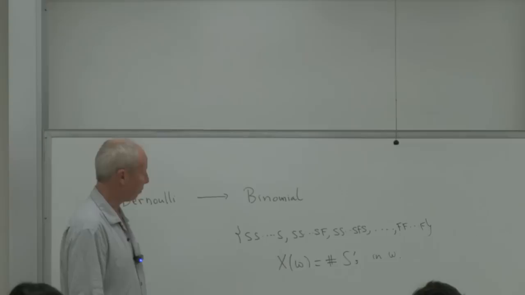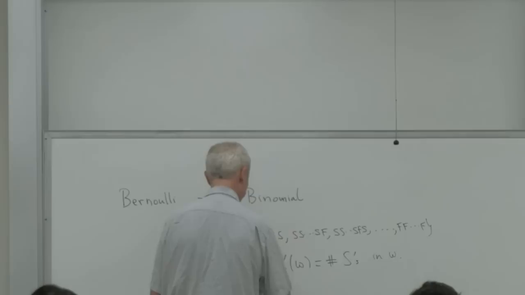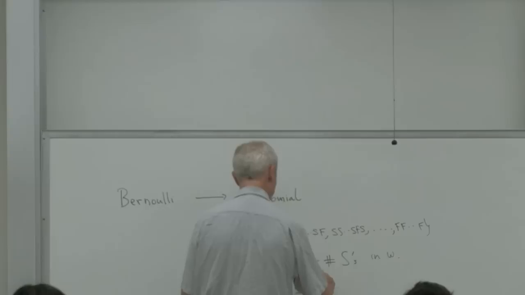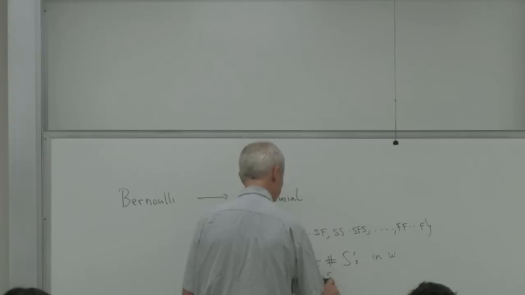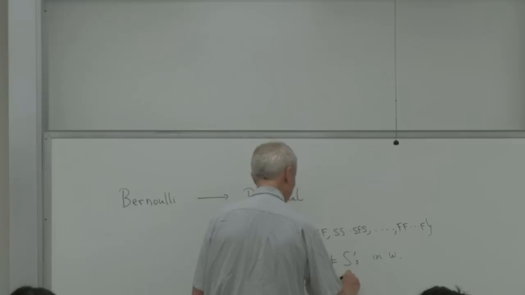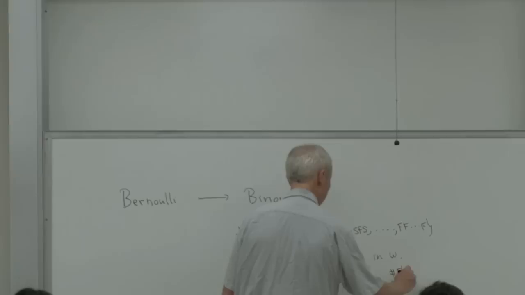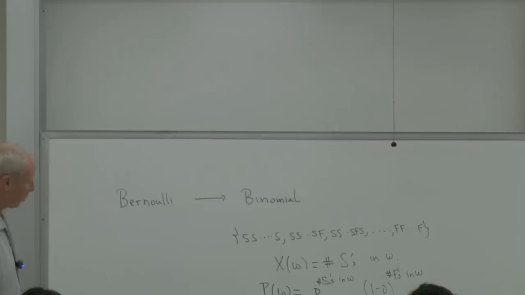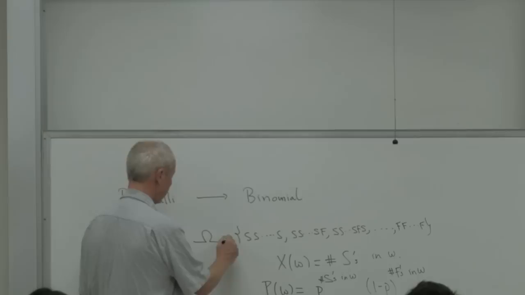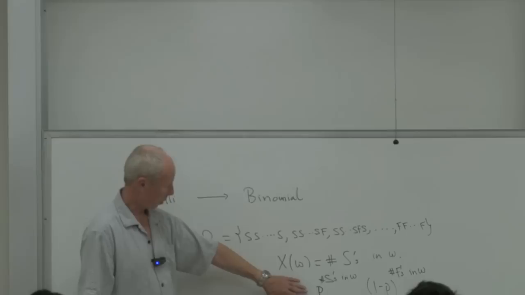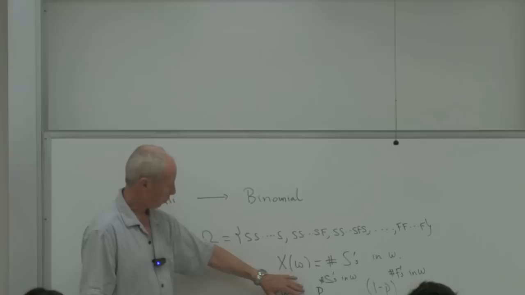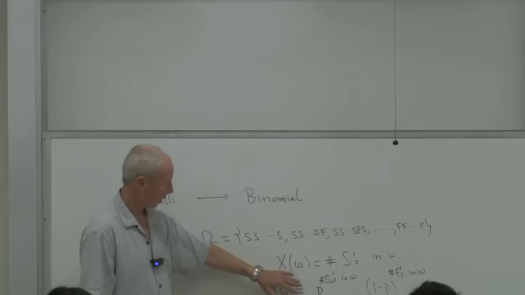And the probability of any outcome is the following. It's p to the number of s's in omega, and then 1 minus p to the number of f's in omega. Okay, so omega would be a sequence of s's and f's, and we put a probability measure on this sample space, which assigns this probability to omega. If omega has k s's and n minus k failures, this would be p to the k, 1 minus p to the n minus k.